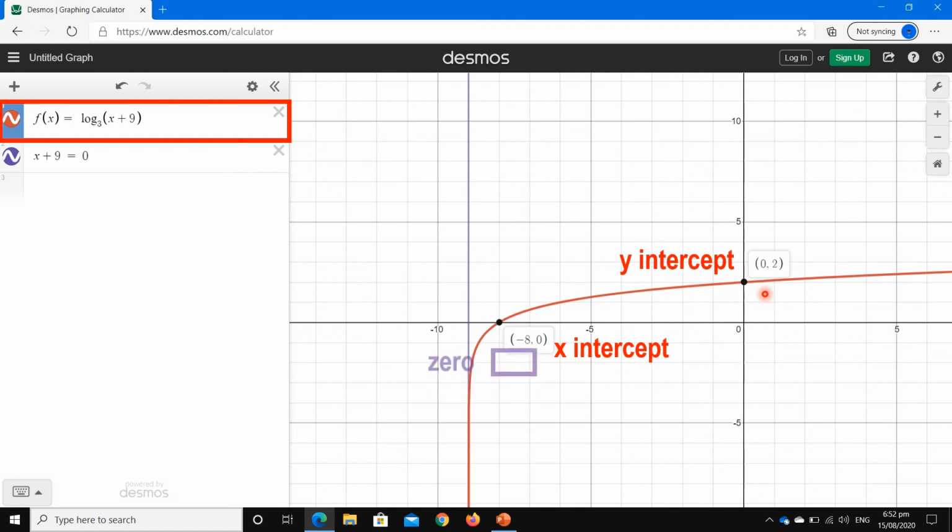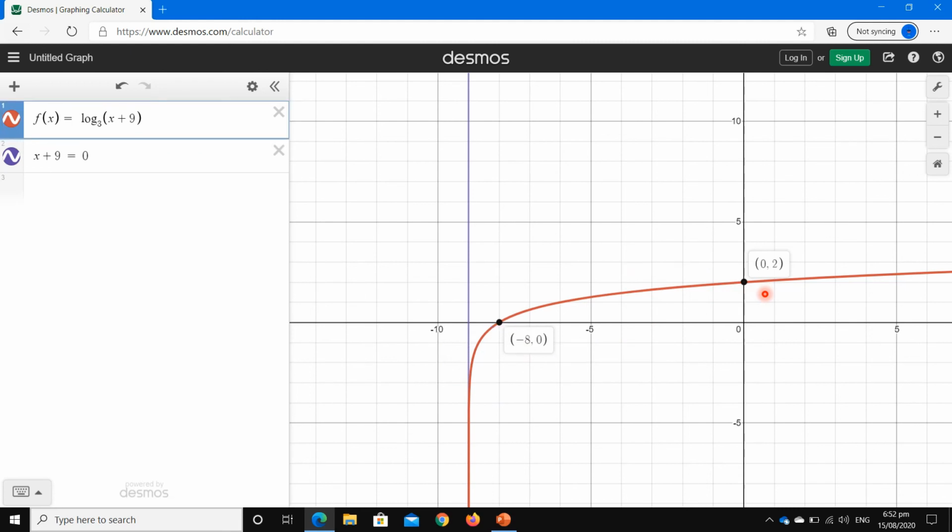Again, if we take the x value of our x-intercept, in this case negative 8, that is the zero of our function. Next, if we take the argument of our function, in this case x plus 9, and equate it to 0, so we have x plus 9 equal to 0, this equation is represented by this line. And this line is our asymptote.